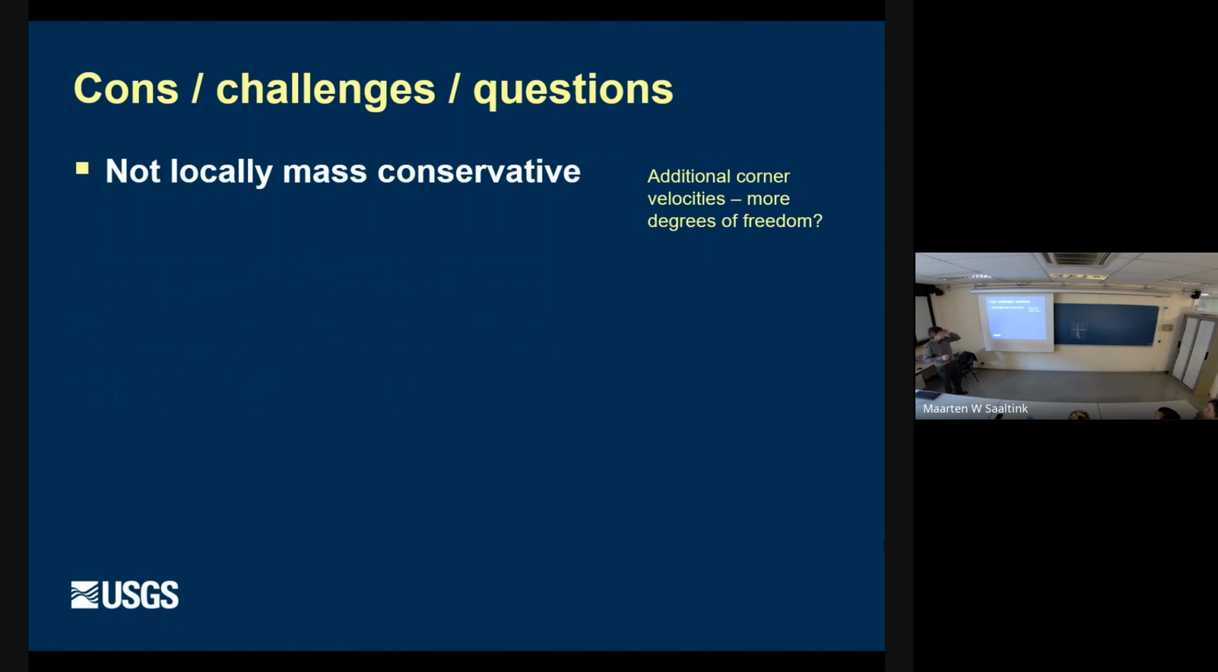But Rodrigo and I think this can be overcome. Daniel, you're not so sure. And I think the key lies in additional corner velocities, giving us more degrees of freedom. Rather than one corner velocity per cell vertex, you can have two, so that adjacent triangles don't have to share one corner velocity.